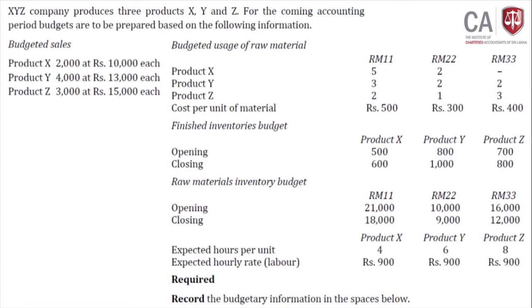2,000 into 10,000, 20 million. Right, in millions I will write, otherwise space I can't manage. 20 million, thereafter 4,000 into 13,000, 52 million, 3,000 into 15,000, 45 million. All together sales you are trying to achieve 45, 52 plus 20, 117 million. This is the sales budget. That is number one. This is the budgetary step number one that we need to establish.